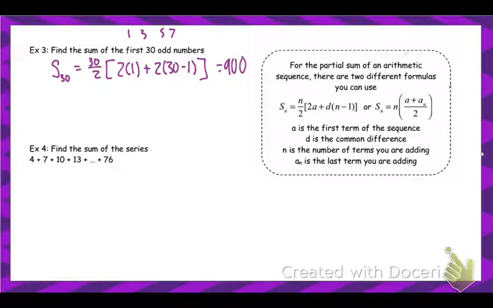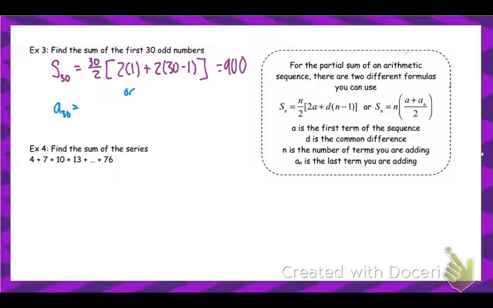Now, if I wanted to use a second formula, I could, but I'm missing some information. I know I'm adding 30 numbers, so n would be 30. I know the first term is 1. I don't know a sub n, the 30th term. So if I want to use the second formula, I need to find the 30th term using the sequence formula.